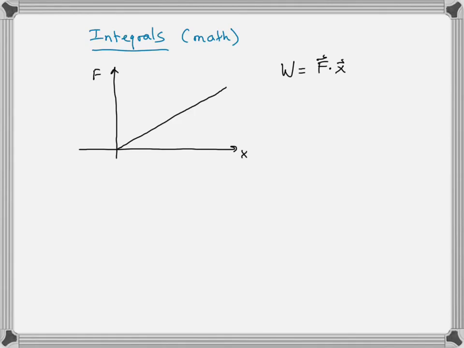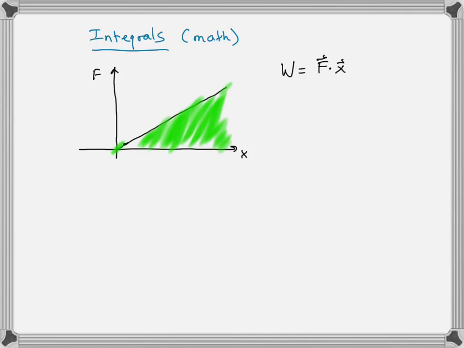But for a non-constant force, the question I always like is: do you use this force, do you use this force, do you use the average of the force? And the answer is none of the above. What you need to do is think about it this way. The work for a constant force, we've seen, is the area under the force displacement graph. How do you get the area under?